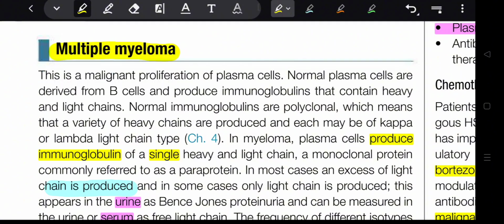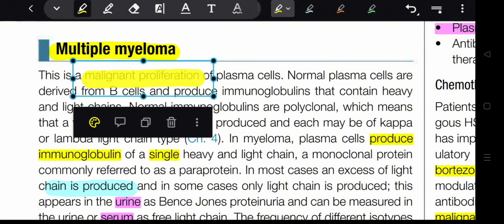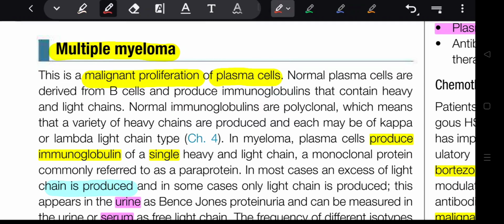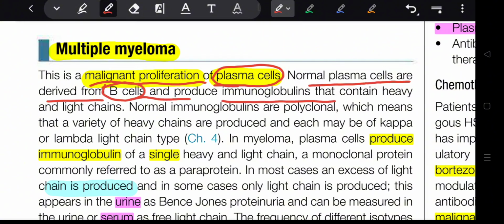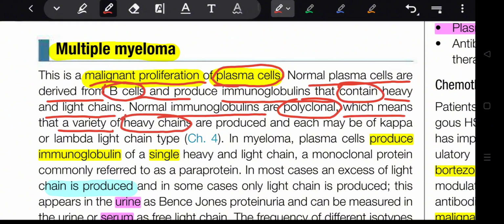This is malignant proliferation of plasma cell. Normal plasma cells are derived from B cells and produce immunoglobulin that contains heavy and light chains. Normal immunoglobulins are polyclonal, which means that a variety of heavy chains are produced, and each of kappa and lambda light chain type.